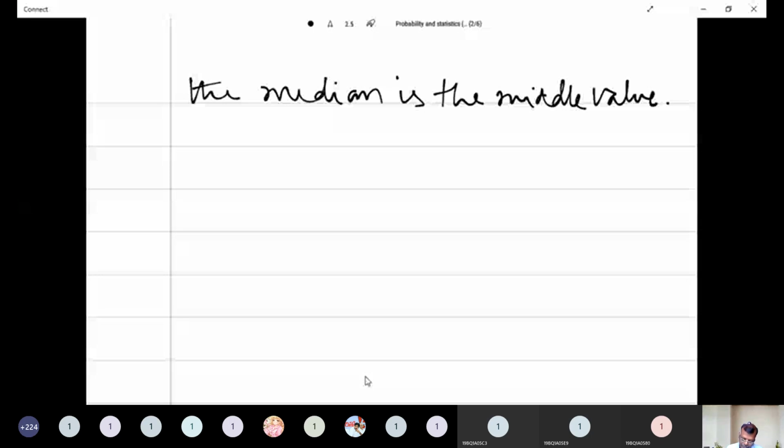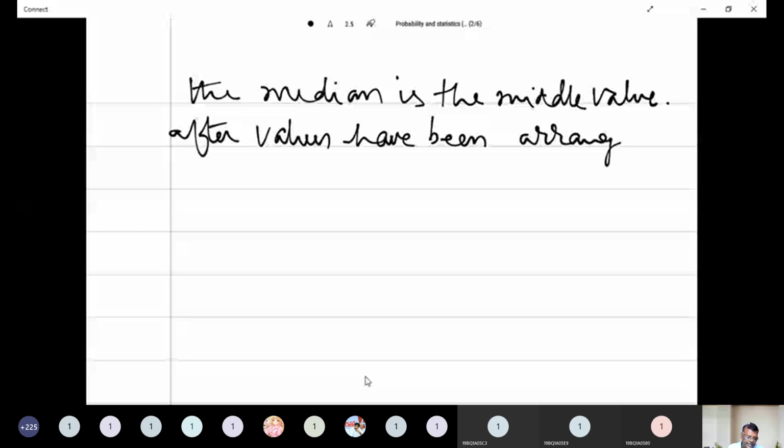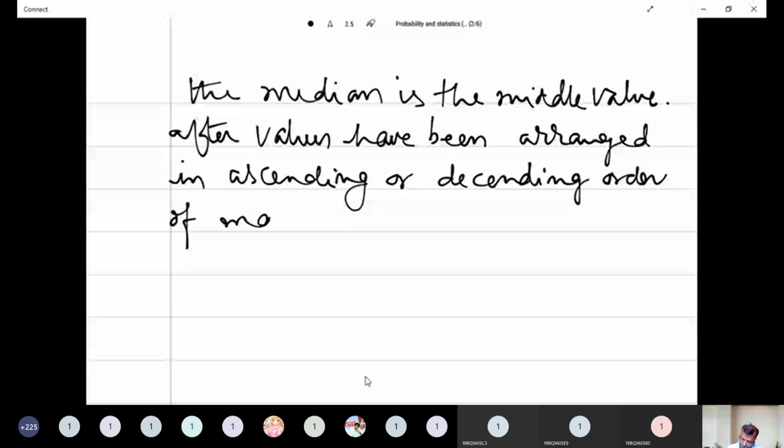After the values have been arranged in ascending or descending order of magnitude, this is the middle value of the observations.